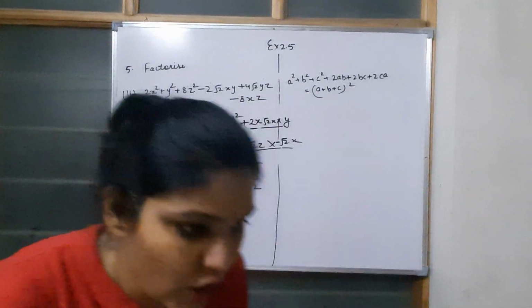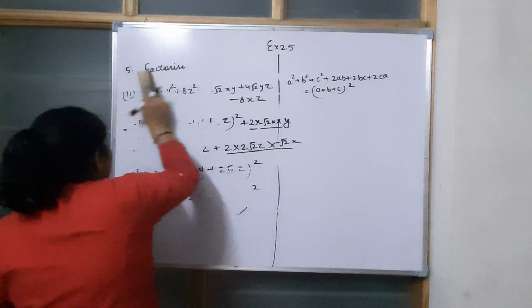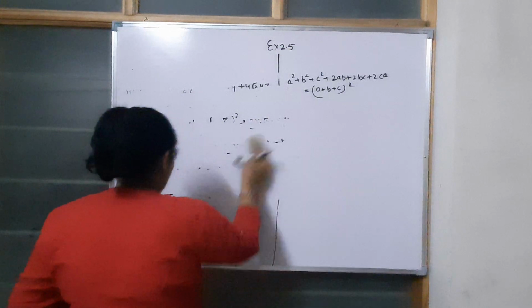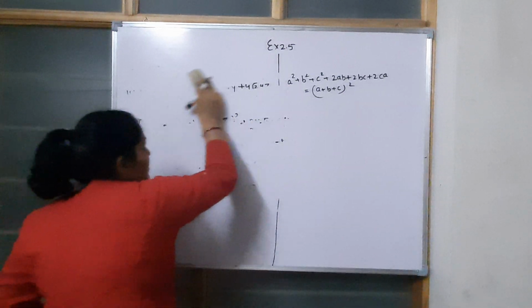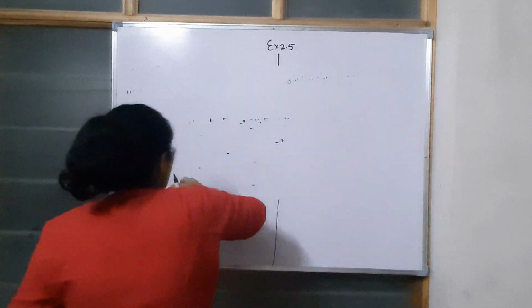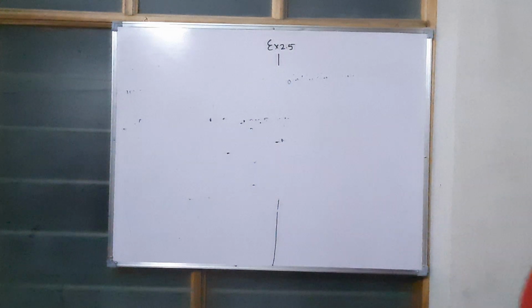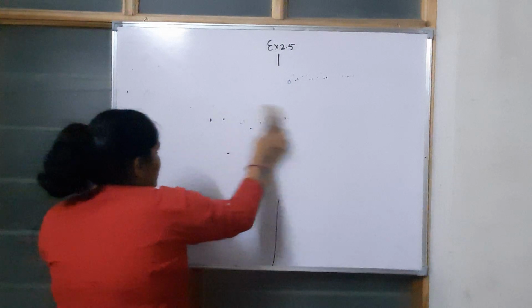Okay, now moving on to next question. We have sixth question with us. Question is very much easy. Directly we need to apply an identity. So I am going to explain only one part of it, and next I am going to give you as homework. Alright. So be careful and look at it with attention.